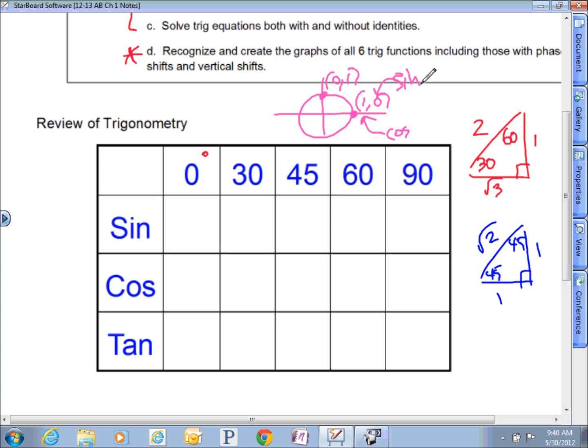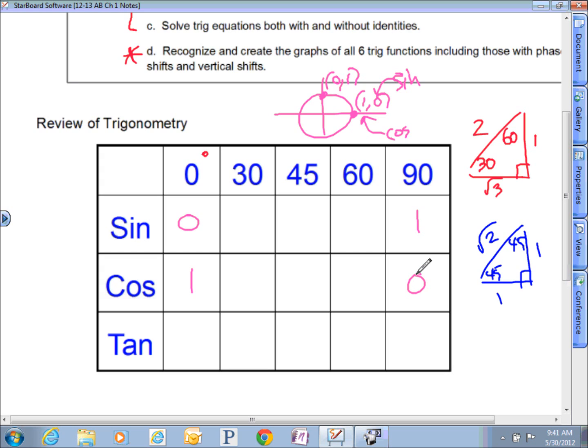So here we go. If we want to deal with 0, sine of 0 is going to be the y-coordinate, which is 0. Cosine of 0 is going to be the x-coordinate, which is 1. Jumping to 90 degrees, sine of 90 degrees, again the y-coordinate, is going to be 1. Cosine of 90 degrees is going to be 0. The 30s and the 60s.